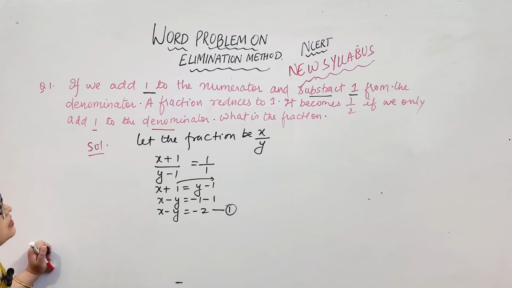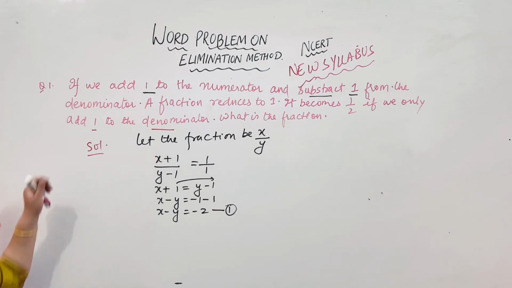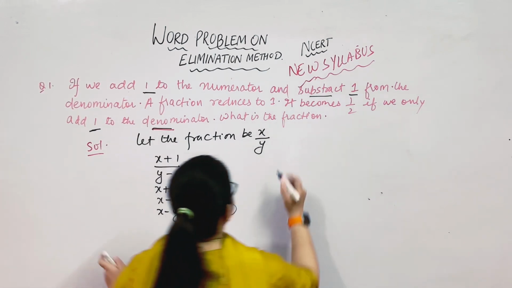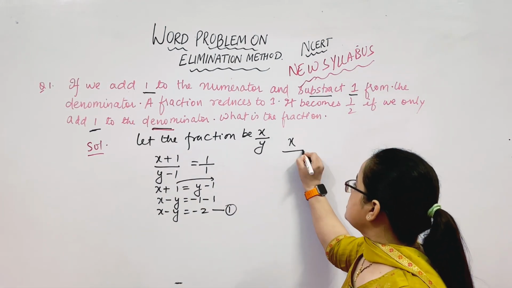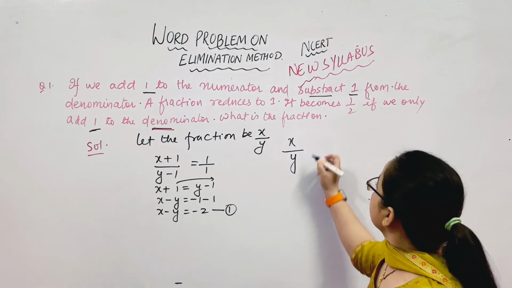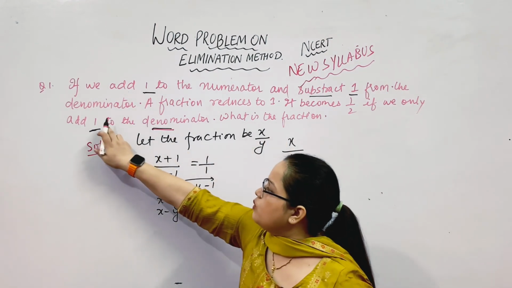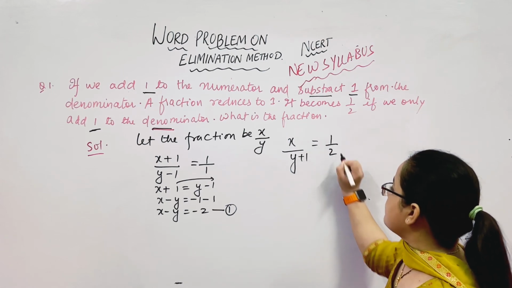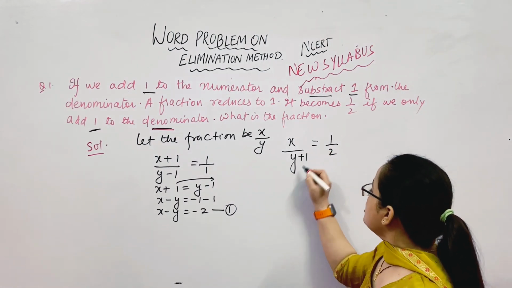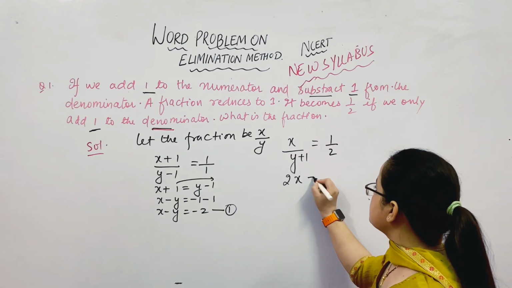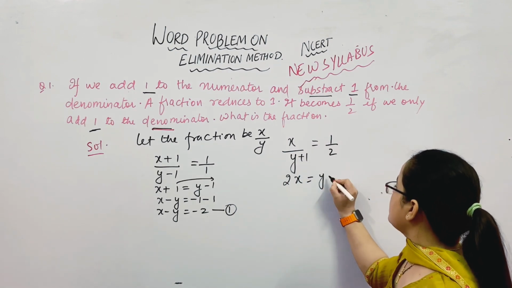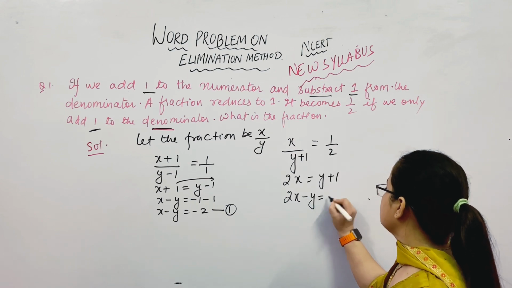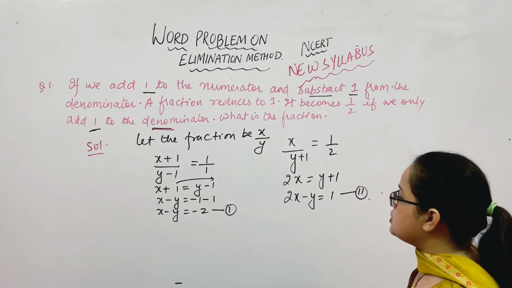Then the question says, it becomes half if we only add 1 to the denominator. That means, again we will take the fraction x over y and we are adding only 1 to the denominator. Okay, then the fraction reduces to half. We will cross multiply it again. 2 will get multiplied with x, and 2 times x is equal to y plus 1. y will come to one side. So this is our second equation.